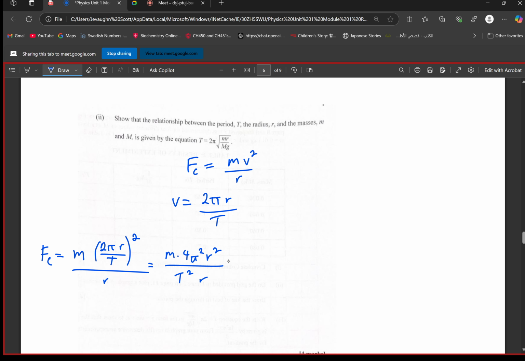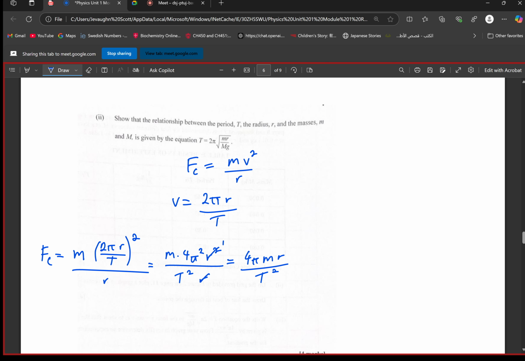Alright, so this is now equal to what? Some things cancel, not true? We're going to have cancelling occurring. We're going to end up rearranging neatly to put the m in. We have 4 pi squared m r divided by T squared, because the r's cancel. One of the r's cancels up there, leaving one there.